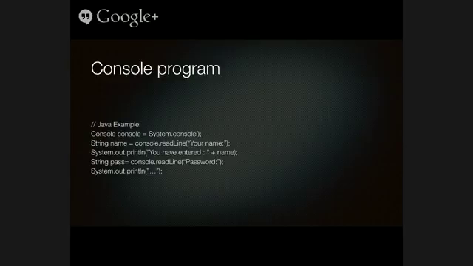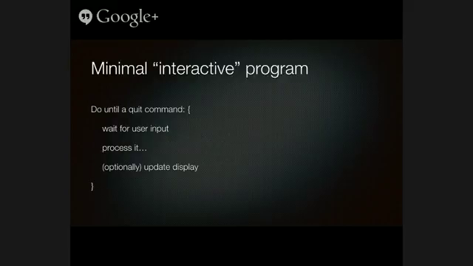Anyway, this is kind of what that console program would look like in Java. If you want to make that interactive, so that it's a program that keeps running, not just hello world from the command line, then probably you're doing some sort of big loop. You do some loop, you wait for user input, you process that user input, and then maybe you update the display. But displays weren't so cool at the time, so maybe you didn't bother updating the display.